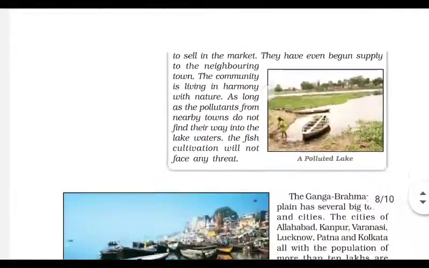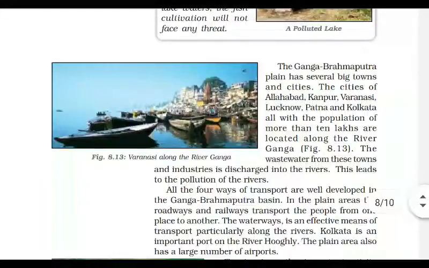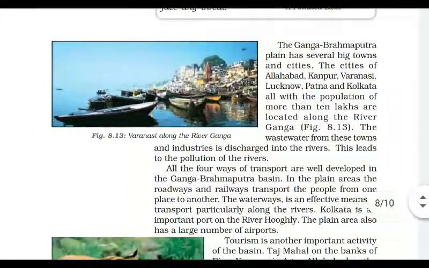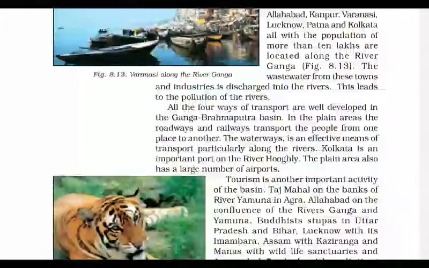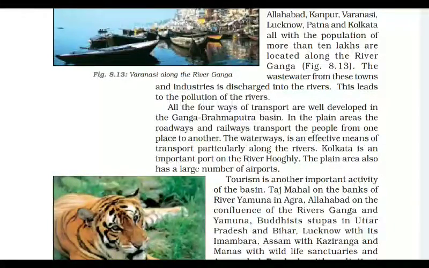All right, let's move on. The Ganga Brahmaputra plain has several big towns and cities. What are those? They are Allahabad, Kanpur, Varanasi, Lucknow, Patna, and Kolkata, all with a population of more than 10 lakh, located along the river Ganga. The waste water from these towns and industries is discharged into this river, right? So this leads to the pollution of the rivers.